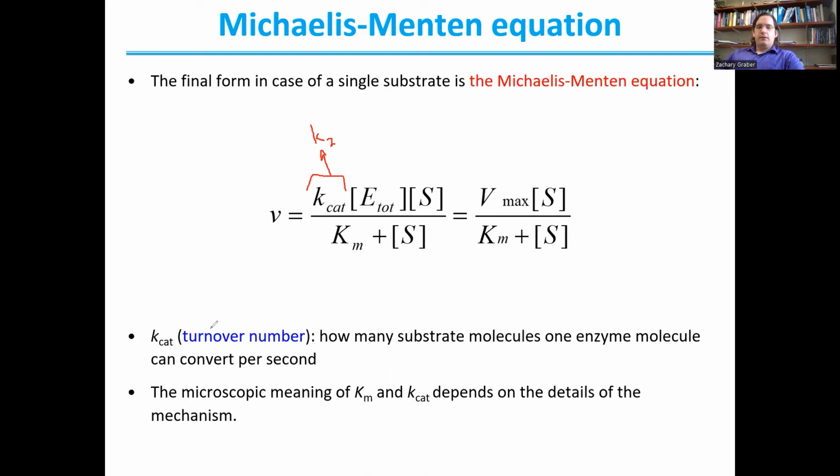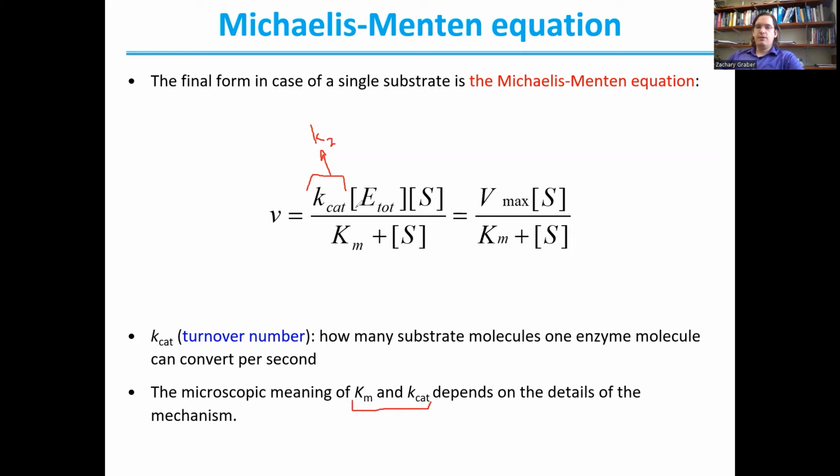The Kcat is also called the turnover number. So it tells us how many substrate molecules one enzyme molecule can convert per second, right? How much of our substrate is turning into that product for that particular enzyme. The exact meaning of our Km and Kcat, again, will actually depend on the details of our mechanism.